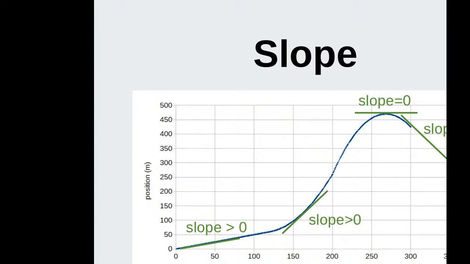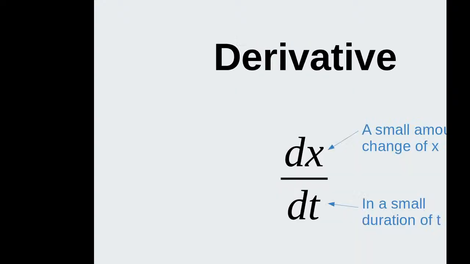Okay, and then here is a big definition. This is the important thing. Derivative. So derivative is defined by this one. It's defined by a small amount of change of x. This is your target in a small duration of time. So this is your x changing with time. This is the independent variable. This is the dependent variable.